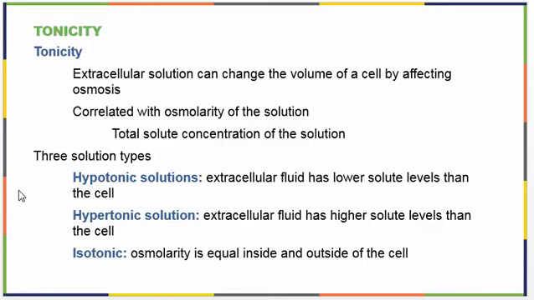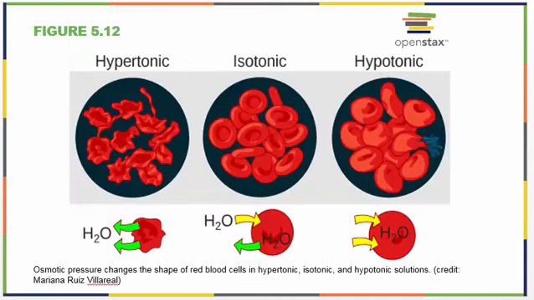Hypotonic solutions are solutions where the extracellular fluid has lower solute levels than those found inside the cells. In hypertonic solutions, extracellular fluids have a very high solute concentration level compared to that of the cell. In isotonic solutions, osmolarity of the extracellular fluid is almost completely equal to that inside the cell. To put this concept into real-world terms, our blood has a specific osmolarity or solute concentration. Our blood cells are approximately equal in solute concentration to the extracellular fluid that exists in our bodies.